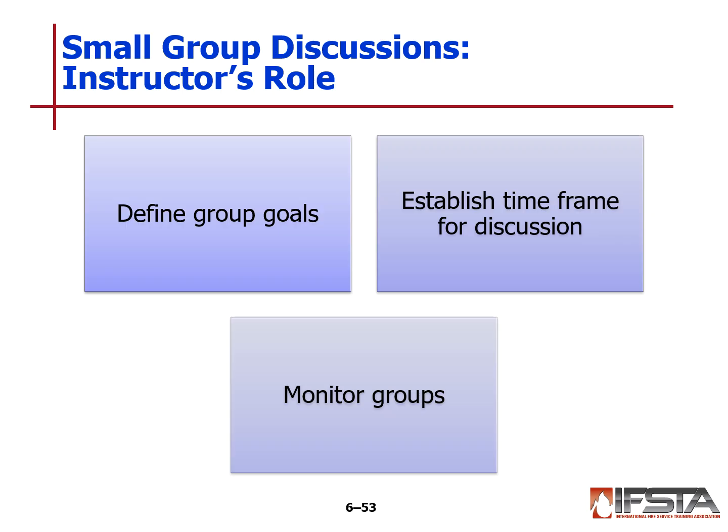Small group discussions. What is the instructor's role? The instructor's role in this format is to define group goals, establish a time frame for discussion, and monitor the groups to make sure students stay on task. When the discussion is finished, instructors may want to have students write summaries of their discussions or present their findings to the rest of the class.